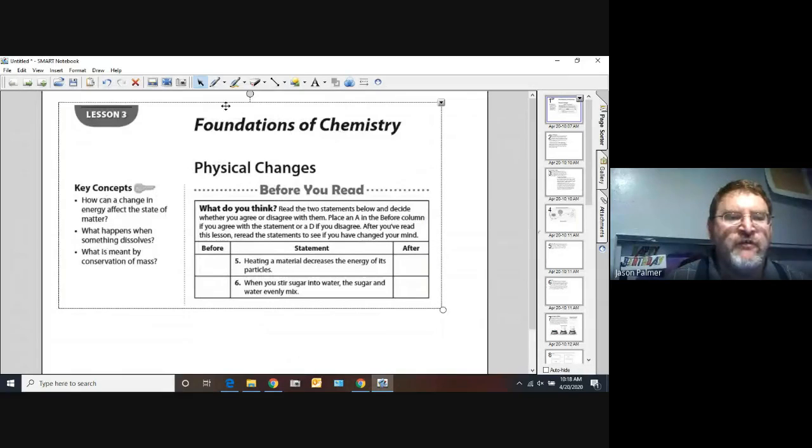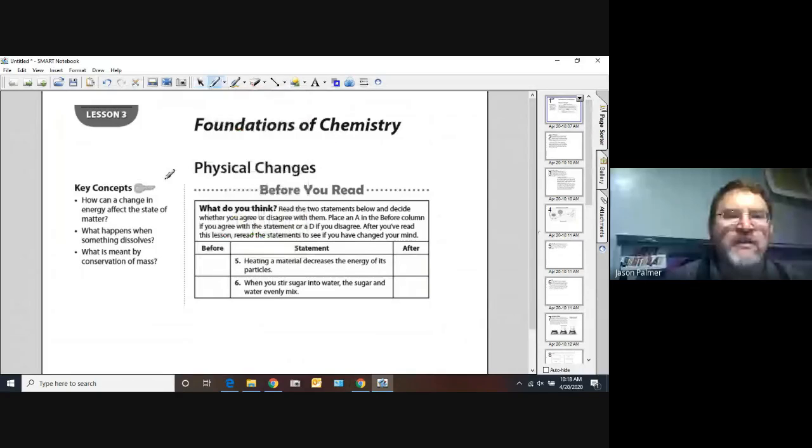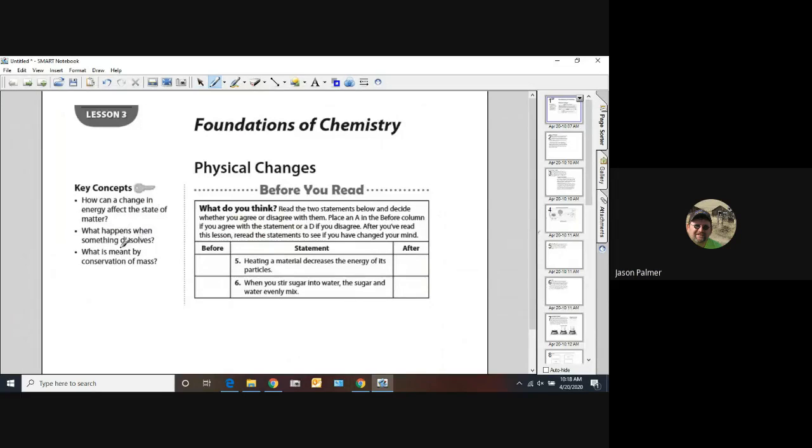There are three key concepts, and these will be highlighted on another page. I'll just go through them here. How can a change in energy affect the state of matter? What happens when something dissolves? What is meant by conservation of mass? Now, the conservation of mass, we're only mentioning it slightly. It's more important for the next unit, lesson 4.